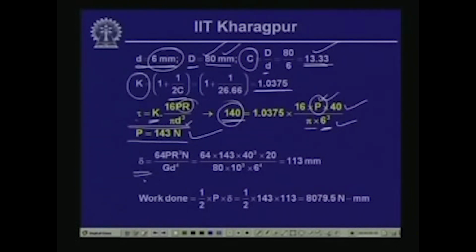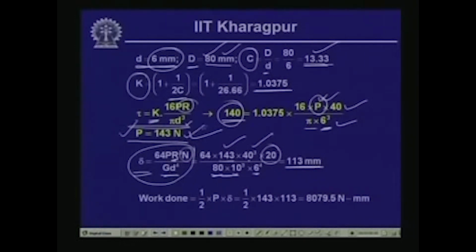And the deflection delta, as we have seen, the expression for delta is equal to 64 P R cube n divided by G d to the power 4, and we have evaluated the value of P, which is 143 Newton. R is the mean radius of the coil, which is 40 millimeter, so 40 cube, and the number of turns in the coil is 20. The shear modulus G is 80 gigapascal, converted to megapascal, so 80 times 10 to the power 3, and d is the diameter of the wire, which is 6 to the power 4. This gives us a value of delta as 113 millimeter.